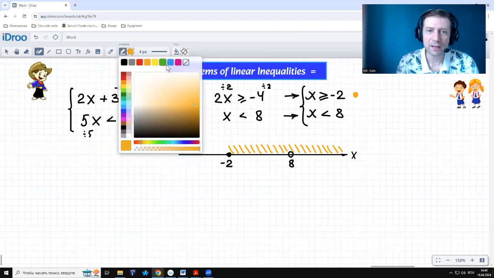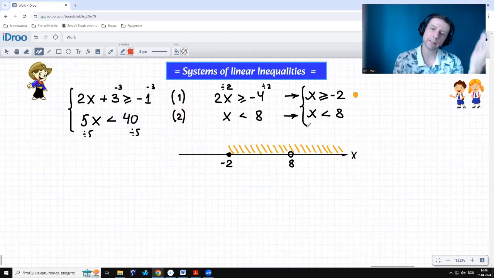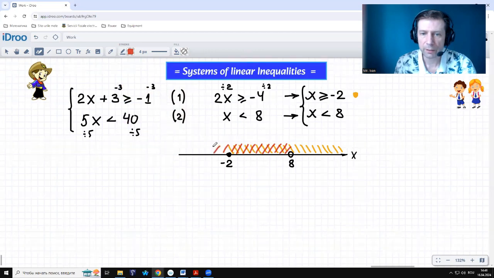Okay, then the other one, less than 8. Let me pick the red color. I make it slightly transparent, okay? And I'll shade to the left of 8, less than 8, okay? To the left of 8. So this would be my shading here. It could look bigger, smaller, whatever. So I just made the same height for those.